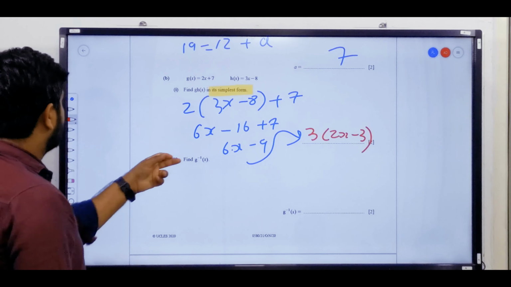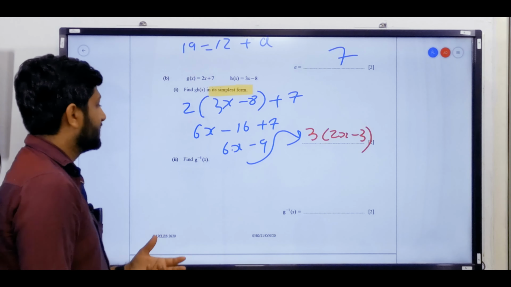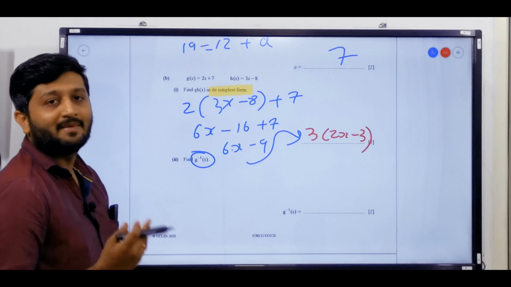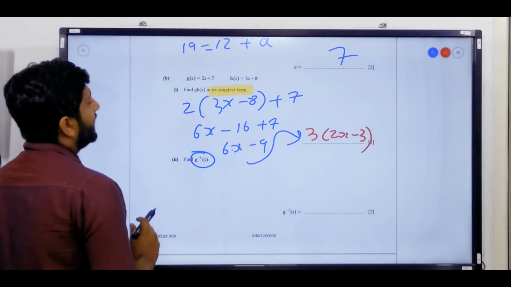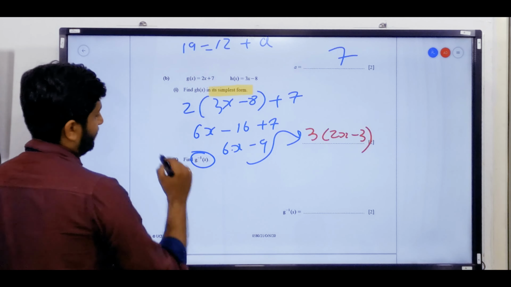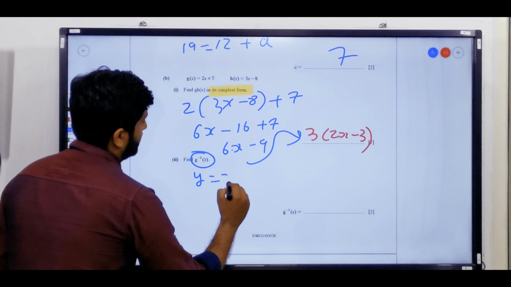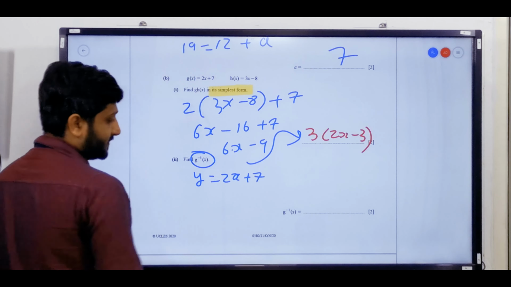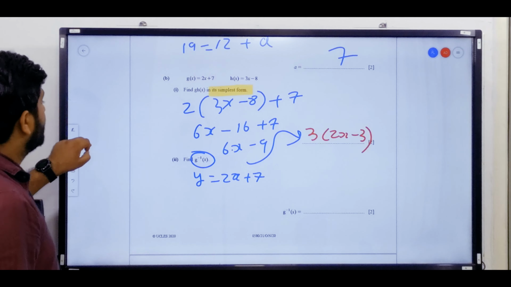Now, okay, find g inverse of x. Inverse. Now what do you mean by inverse? Let me show you how to find inverse. First, instead of g of x, we will substitute y is equals to 2x plus 7. This is my step number 1.